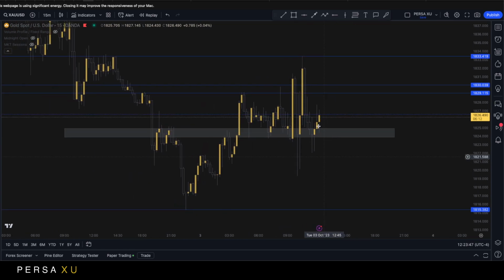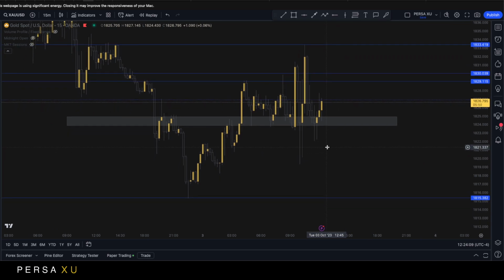Now the question is, okay, if I go long, you don't want to put your stop loss under here because that's a lot, and it's probably going to take it. So if you want to trade this, you have to go in and out, scalping, meaning you're in profit, get out, back in profit, get out, back in.